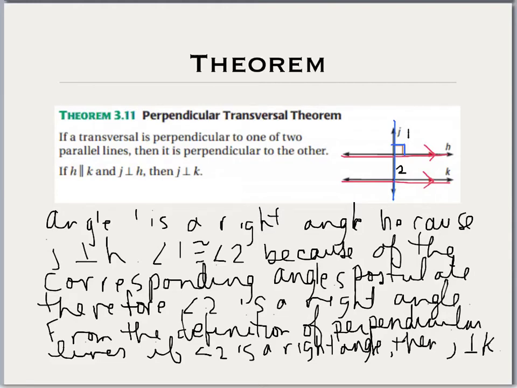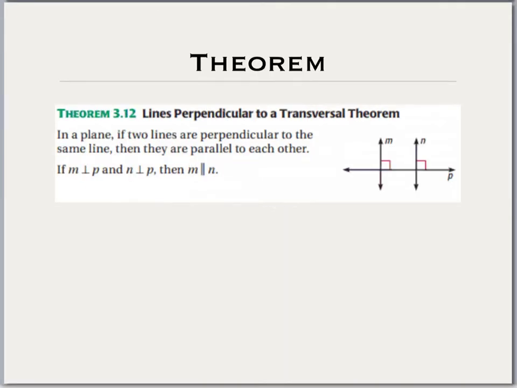Remember, these theorems usually are pretty easily proven, so take a minute and think about the proof for the theorem, and that'll make memorizing the actual theorem a little bit easier. Okay? It kind of makes logical sense that if the transversal is perpendicular to one of the parallel lines, it's going to be perpendicular to the other. Alright, let's look at the next theorem in this video.